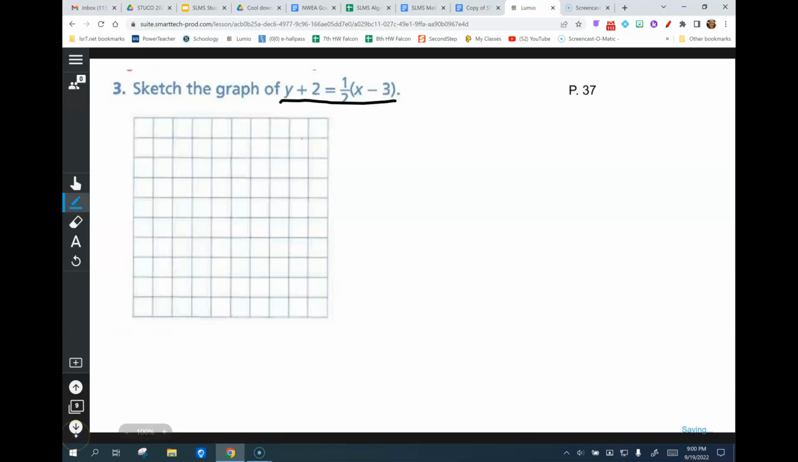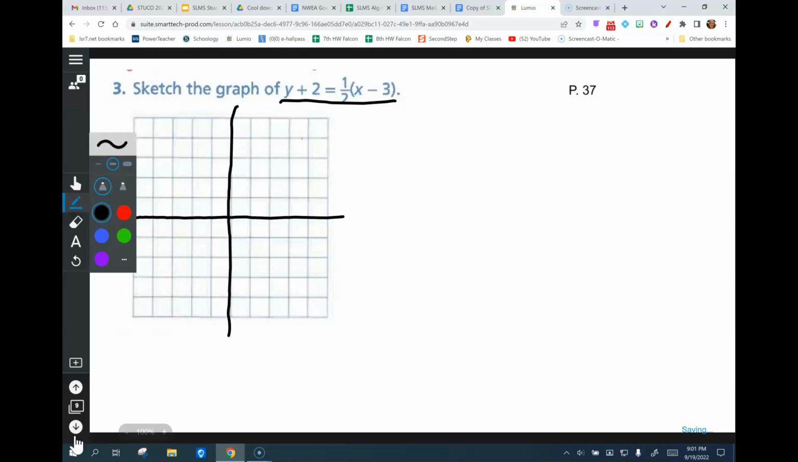Okay, we're going to draw a line. So the first thing we need to do is have an axis and just draw it kind of in the middle there. It doesn't really matter that much. We're going to draw in an axis. Okay, now we're going to plot our points.